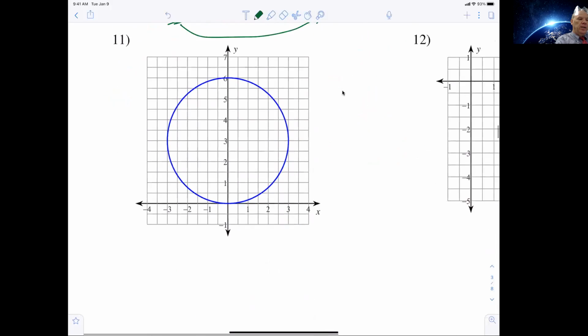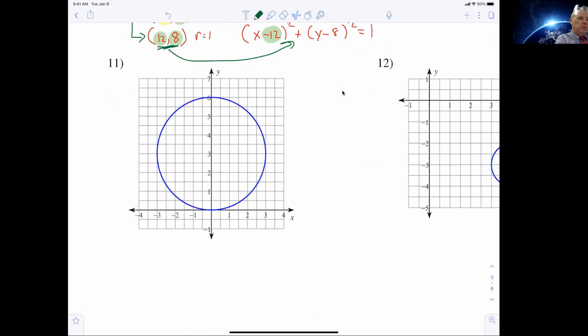All right, number 11. Now we're going to have to try to figure this out. So to me, the quickest way is to say, what's the highest point on the graph? And what's the lowest point? So the midpoint would be the center. So the y value of the center would be what? 3. And then I look at the x. The largest x is what? And the smallest is, so the middle of that is 0. So I now know 0, 3 is the center of the circle.